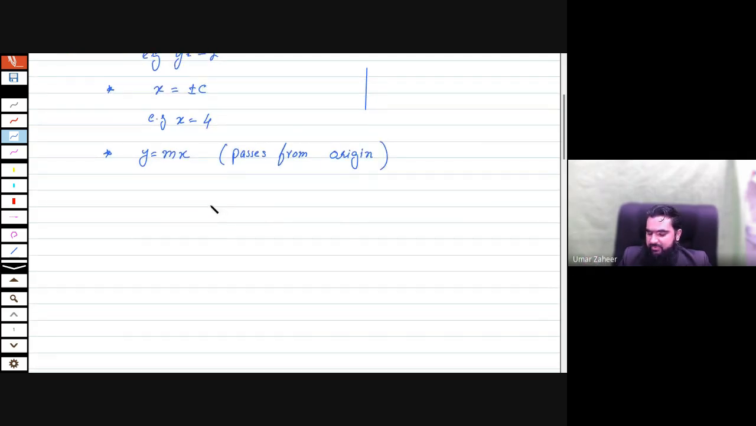In the same way, if the gradient is greater than 0, then from left to right the line is moving upward, and if the gradient is less than 0, meaning -2, -3, then from left to right the line is moving downward. It can be like this. How steep it is depends upon the gradient.